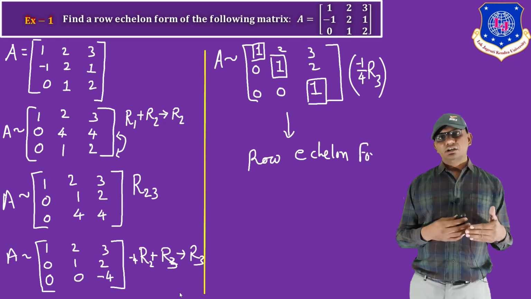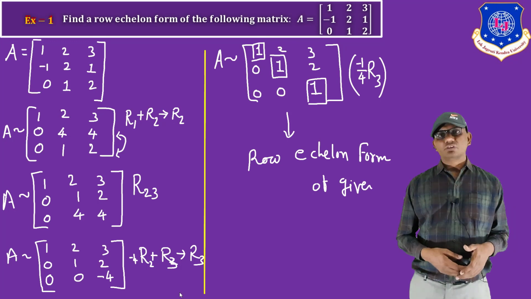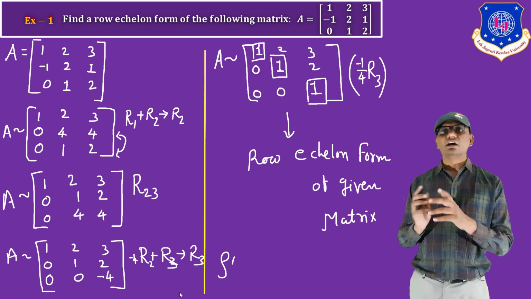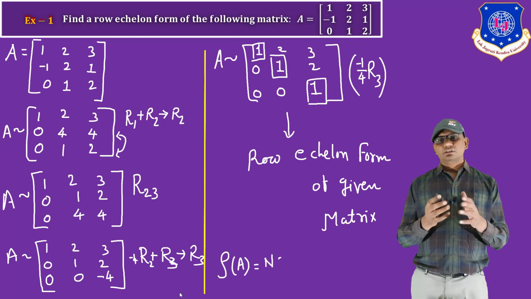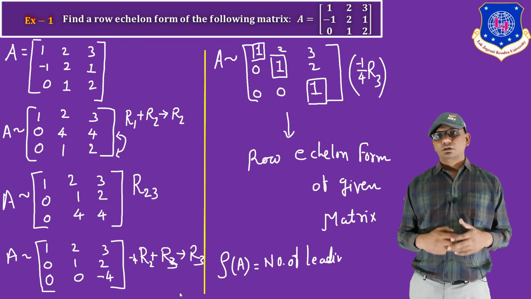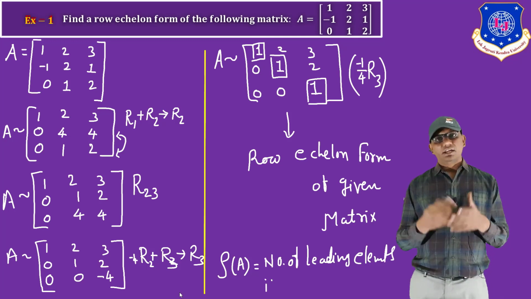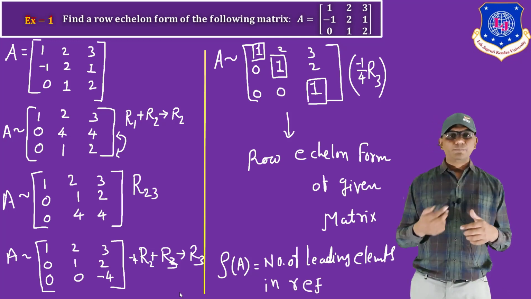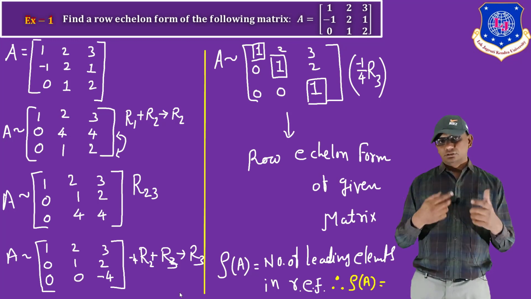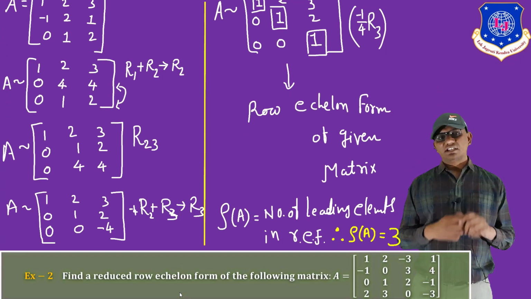So after applying the row operations properly, we can get the row echelon form of a matrix. Here we can't apply column operations, we can use only row operations. And the rank of a matrix is nothing but the number of leading elements in the row echelon form of the matrix. So first of all convert into the row echelon form or reduced row echelon form, and then we get the rank. So the rank here is 3 because we have 3 leading elements in the row echelon form. Now we will see the next example.